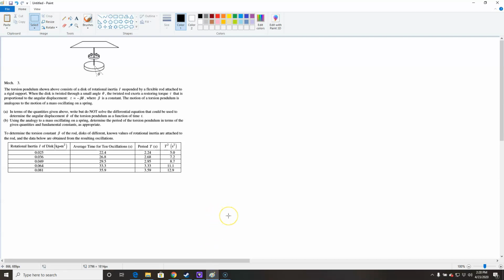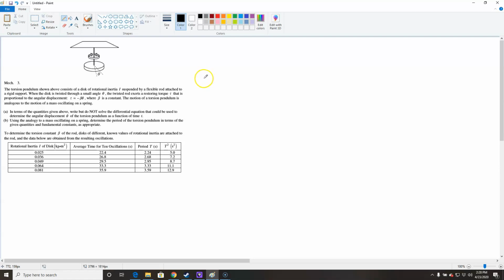Okay, so rotation, everyone's favorite. In this particular one, we have this setup here of a torsion pendulum, and it tells us it consists of a disc with a rotational inertia I, suspended by a flexible rod attached to a rigid support. When the disc is twisted through a small angle theta, the twisted rod exerts a restoring torque tau that is proportional to the following equation.